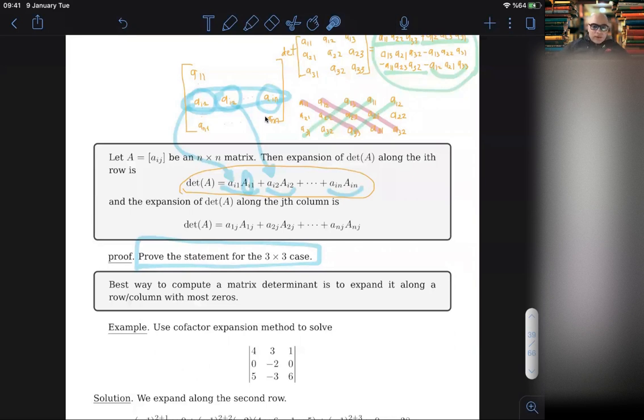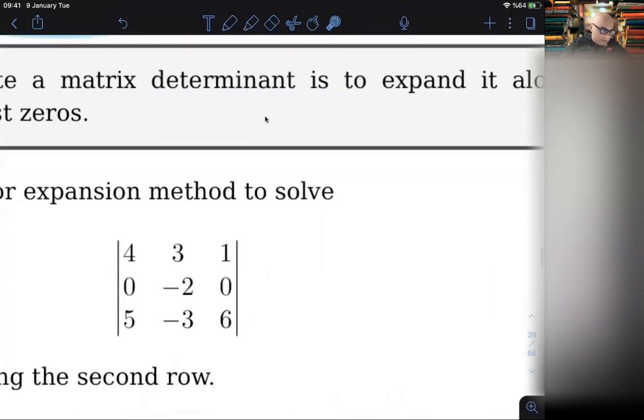So what is the best way to expand? Well, if you look at the formula here, the best way to expand is choosing a row where you have a lot of zeros. If there are a lot of zeros, then you don't need to compute the cofactors, because computing the cofactors takes time for large matrices. For small matrices, it's easy, but for large matrices, computing the cofactors is not easy. So let's go to this example.